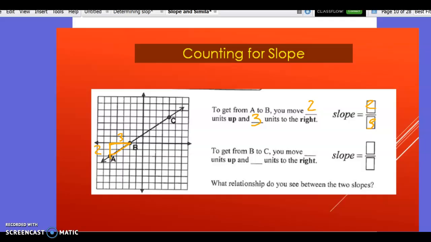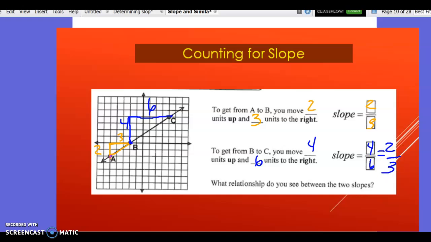Some of you may decide that you would choose the points B and C. If you did that, to make your slope triangle, you would go up 4, to the right 6. Now, the slope is 4/6, but if you put that in simplest form, that is also 2/3.